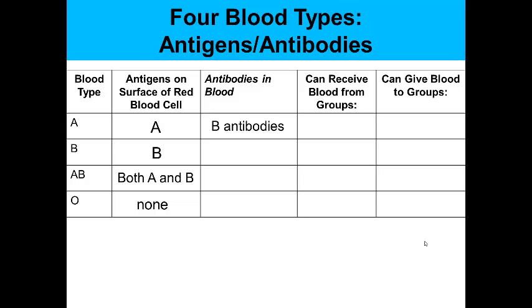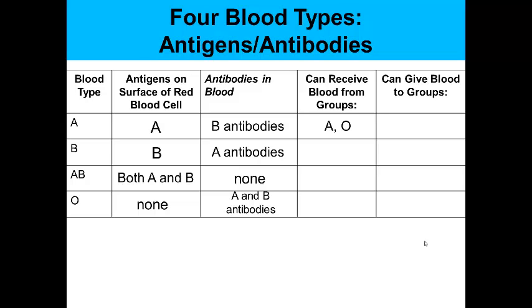Type A blood has type B antibodies. If you're type B, you have type A antibodies. If you are type AB, you produce no antibodies to either A or B. And if you have type O blood, you produce antibodies to both type A and type B.